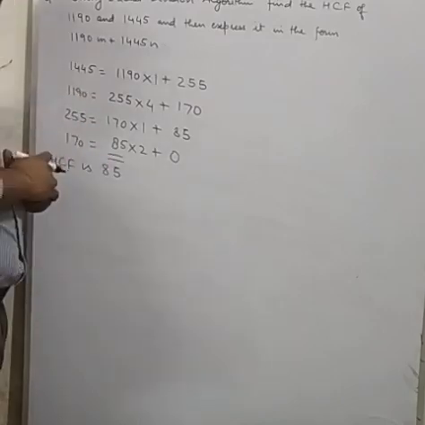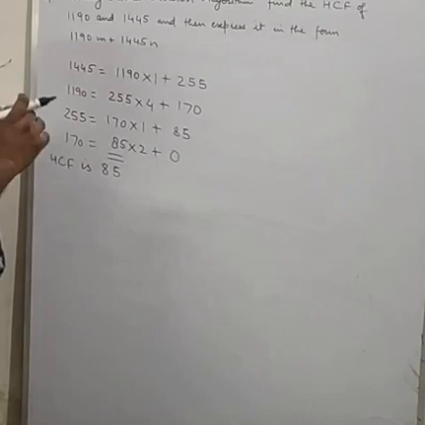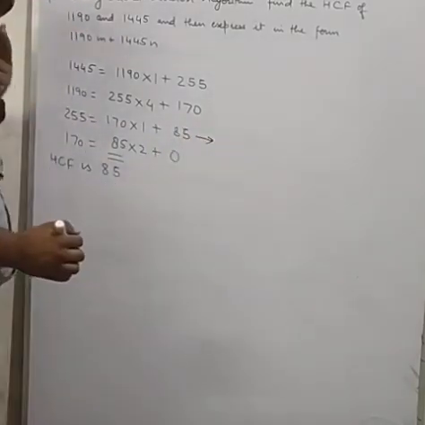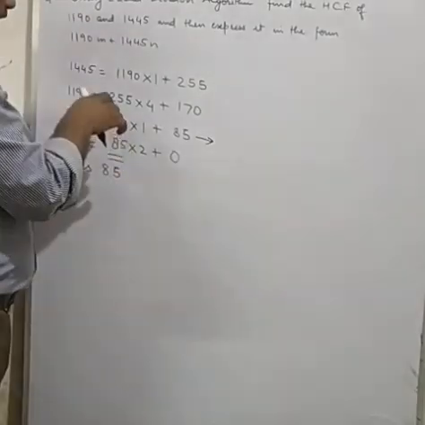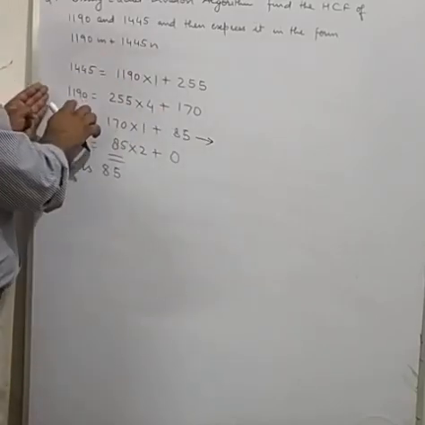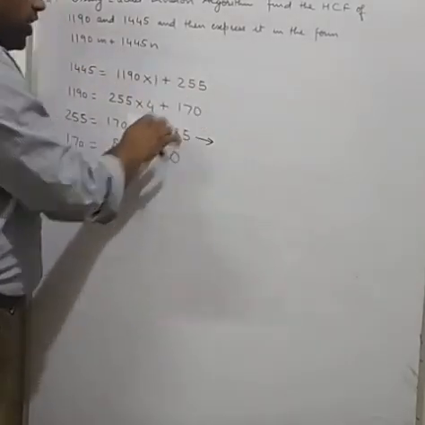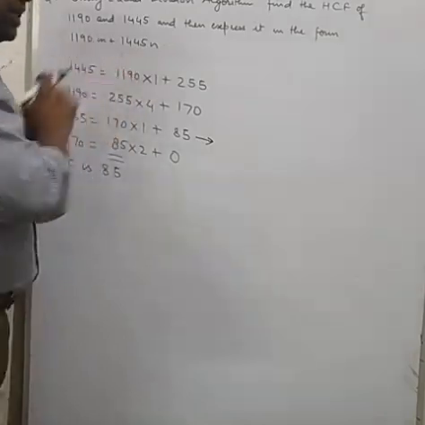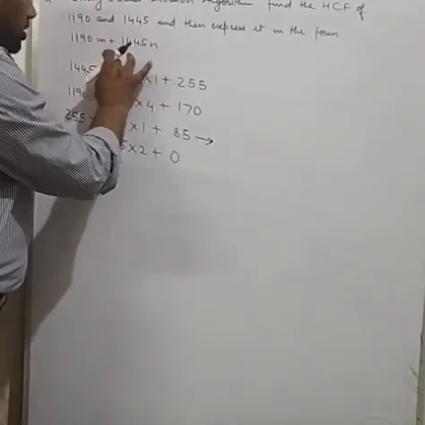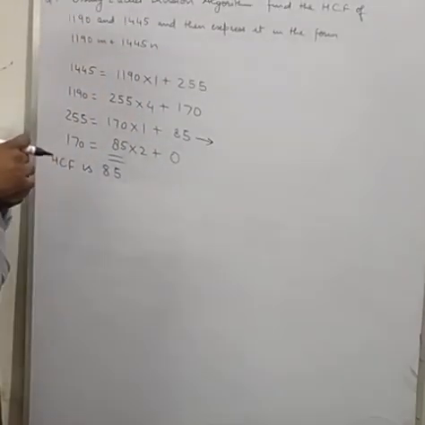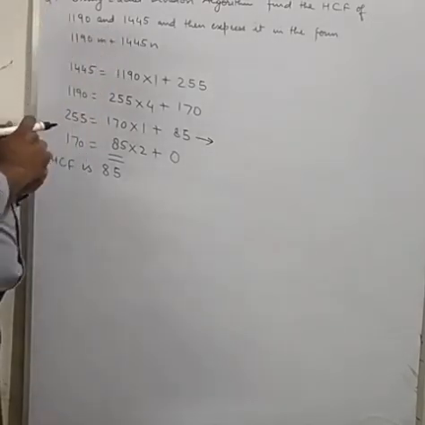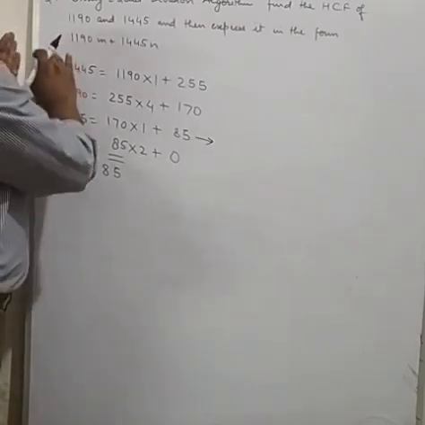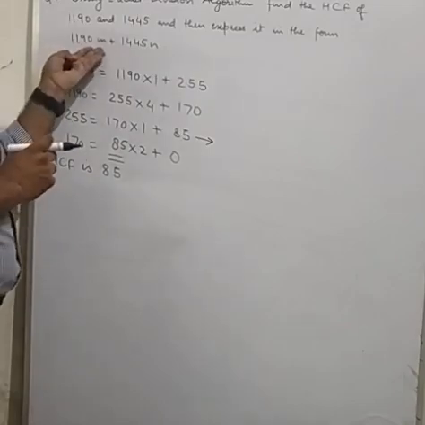After this, we will express this HCF in this form. Now how will we do this? From here, we will find the value of 85 in terms of 255 and 170, and then we will express this 170 in the form of 1190 and 255, and then we will express this 255 in the form of 1445 and 1190, and we will see we are only left with these two numbers at last. One will be with a positive multiple and the other with a negative multiple, and accordingly after multiplying and adding both we will get 85 as the HCF, and then we will express the HCF 85 in this form. We will get some value of m as an integer and n as an integer.